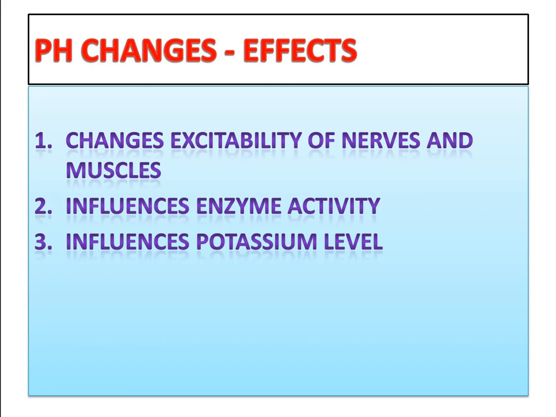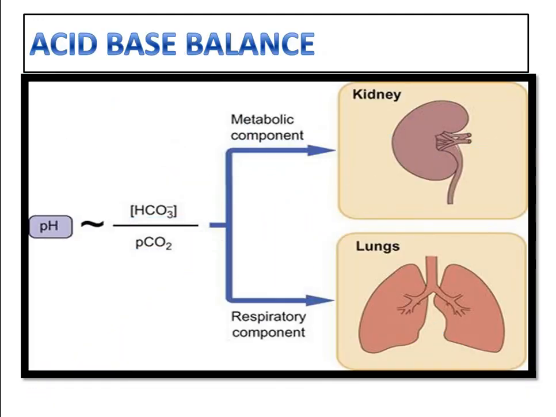So that much important is pH. pH should be strictly, tightly regulated. Try to maintain pH in its normal range. Otherwise, it causes a lethal effect to our body. And these are the two important organs responsible for maintaining the pH: the kidney, which deals with the reabsorption of bicarbonate, and the lungs, which deal with the excretion of carbon dioxide. That is, the respiratory component is the lung and the metabolic component is the kidney. The remaining aspects I will discuss in the coming session.